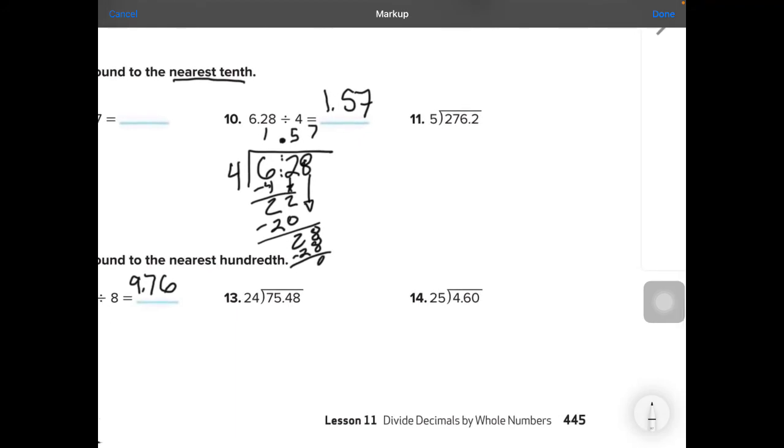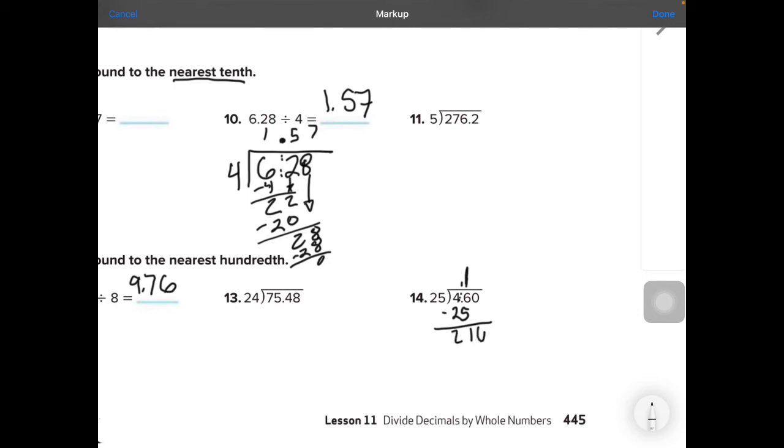Okay, let's move over to 14. Alrighty, let's look at 14. Will 25, well actually first let's do the dot, dot, dot, splat. Put the decimal right there. Okay, 25 will not go into 4, but 25 will go into 46 at least once. 1 times 25 is 25.